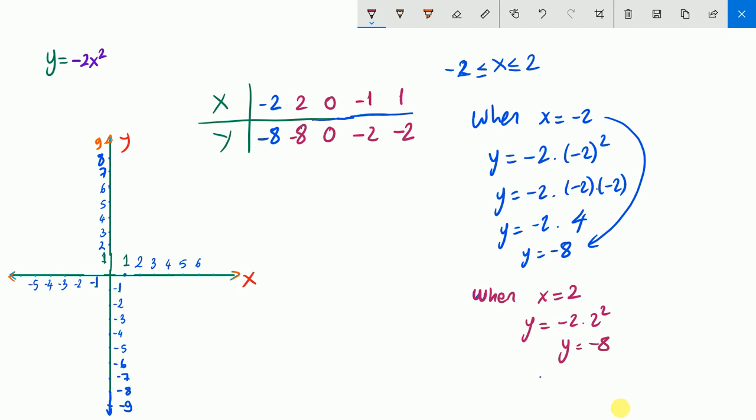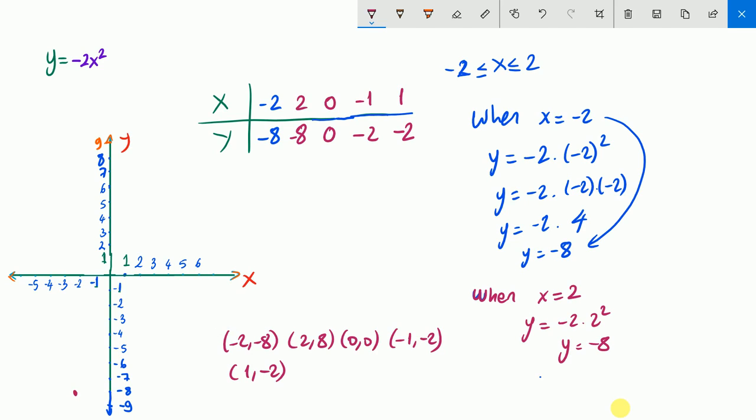Now it's time to plot the points. The first point is negative 2 and negative 8. The second point is 2 and 8. The third point is 0 and 0. The fourth point is negative 1 and negative 2. The fifth point is 1 and negative 2. Let's plot the points on this coordinate plane. Negative 2: put your finger on the x-axis at negative 2, then move down, and you plot the point. That's it. This is your first point.